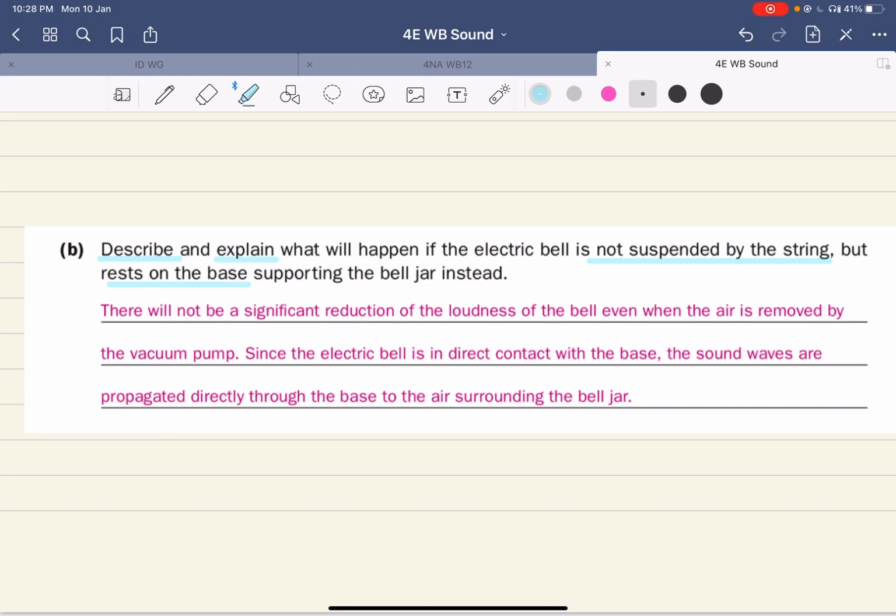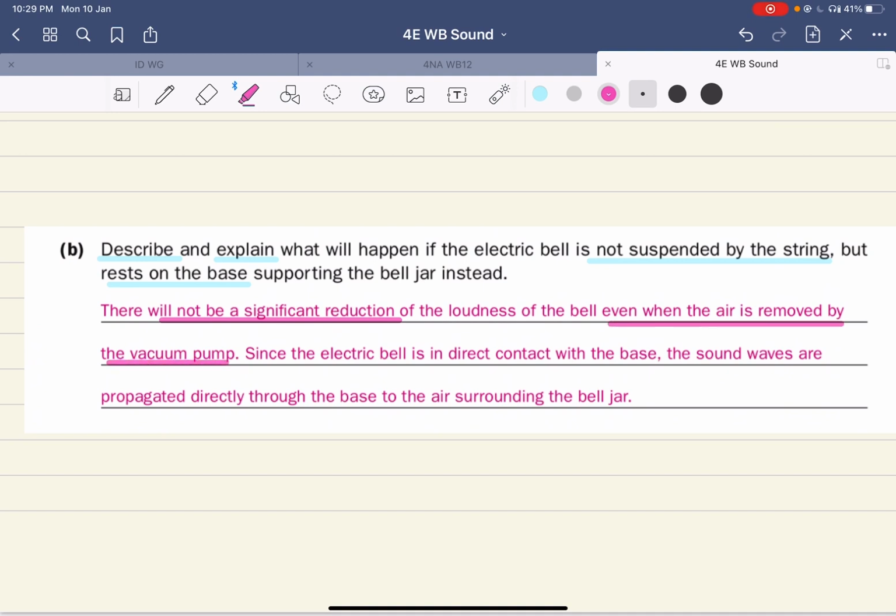So you need to describe first what will happen. Resting on the base, you notice that the base is a solid, and therefore the sound is going to pass through the solid base, because a solid, very densely packed, is going to be a very good medium for the sound wave to travel through. So what's going to happen? There will not be a significant reduction of the loudness of the bell. It's going to sound almost as equally loud, even when the air is removed by the vacuum pump.